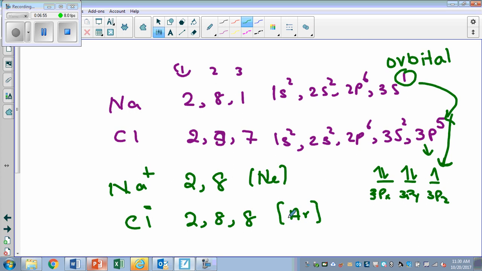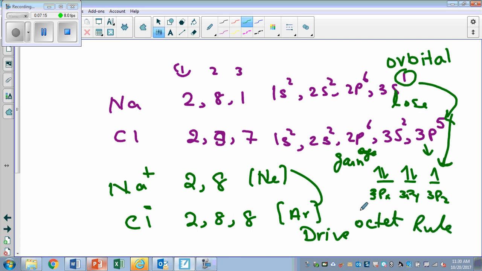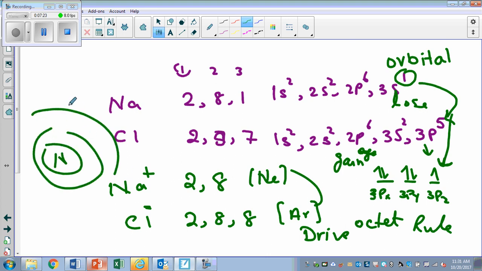So this drive of metals to get the noble gas configuration, where they lose or gain electrons to get the noble gas configuration, is called the octet rule. Octet rule means they want to have 8 electrons in the outermost energy level. So if you have 3 energy levels, they want to have 4 pairs in there, so a total of 8 electrons in the outermost energy level. That's called the octet rule. We'll talk about it in a minute.